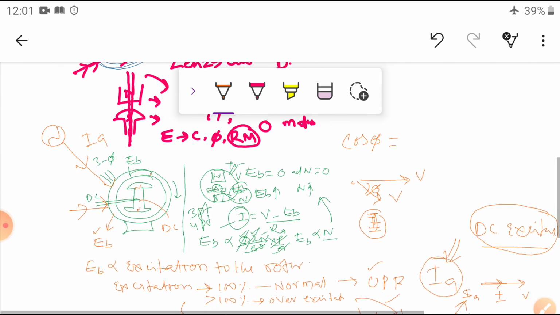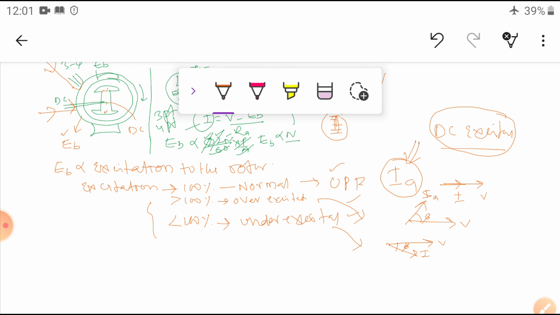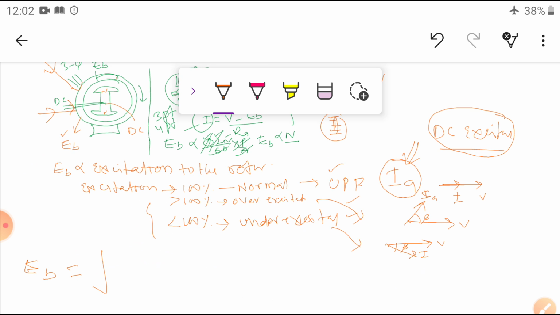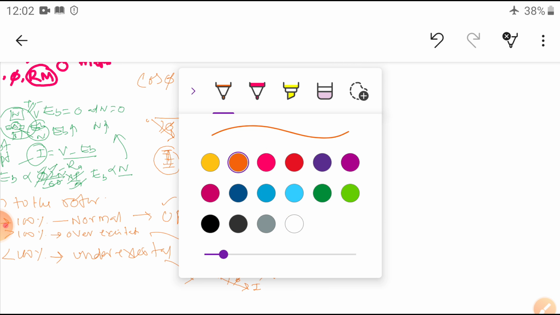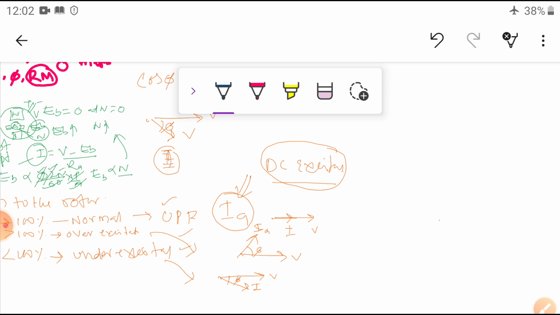Okay, so what is this? You can see here the back EMF. What is the formula? The back EMF in the motor in the three cases, EB, as we have already seen. In the normal excitation condition, the applied voltage is equal to V and the induced voltage is EB. The induced voltage is dependent on the excitation.